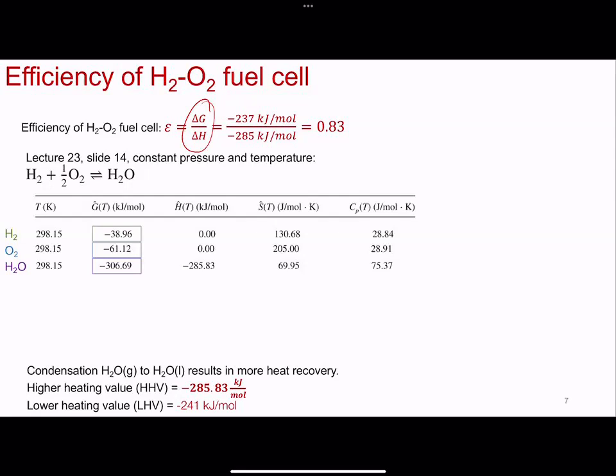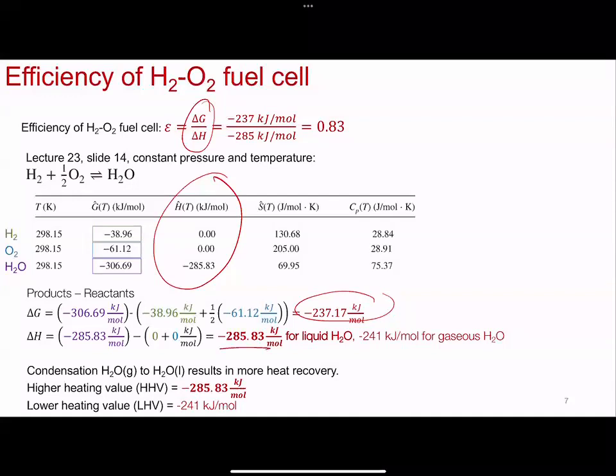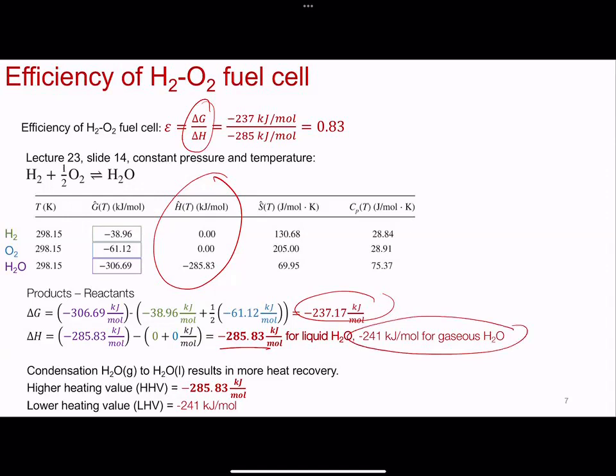23, slide 14, we looked at the data table and we said, well, we can look up the Gibbs free energy and the enthalpy, and we can calculate delta G as just G of the products minus the reactants. So we looked that up, we did the math, and delta G was negative 237 kilojoules per mole. We can also do the same for enthalpy. We look it up and products minus reactants is negative 285 kilojoules per mole for the product being H2O in the liquid state. The enthalpy would be different if your product were H2O in the gaseous state. So we can also look up that value.